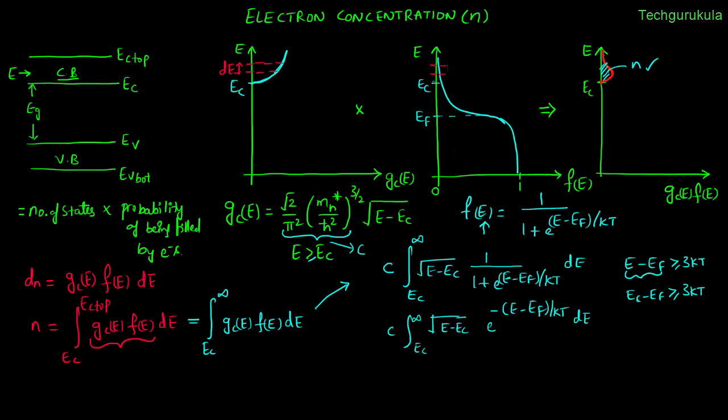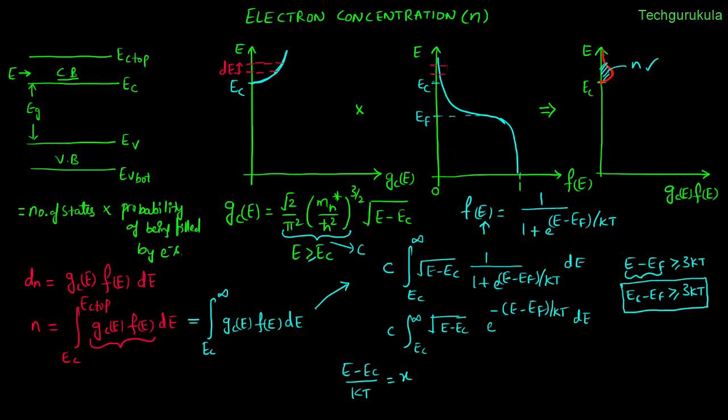So this is a very important assumption that we are making, where EC minus EF is greater than or equal to 3kT. And this assumption is called the Boltzmann approximation. By doing this approximation, we are getting a function like this, which is e power minus of something, which is very similar to the Boltzmann distribution function. Now solving this is purely mathematical. To solve this integration, let me assume that (E minus EC) over kT is equal to some variable x.